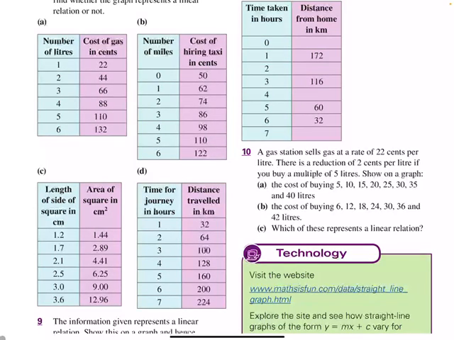That is correct. Tables A and B are linear equations. C and D are not.